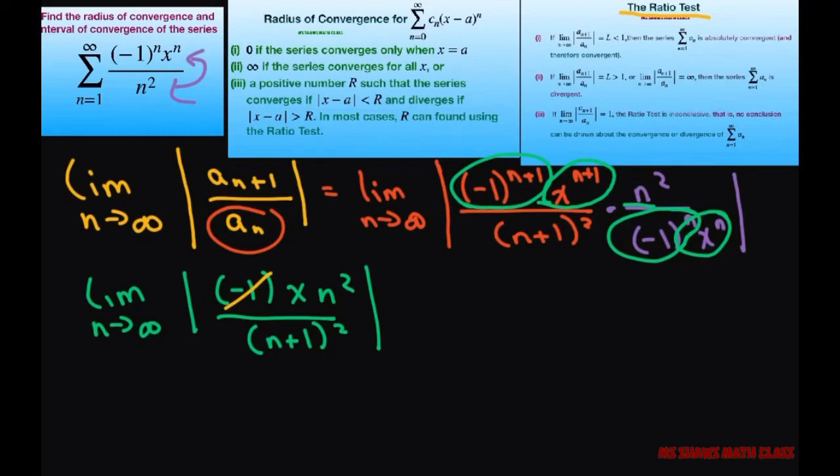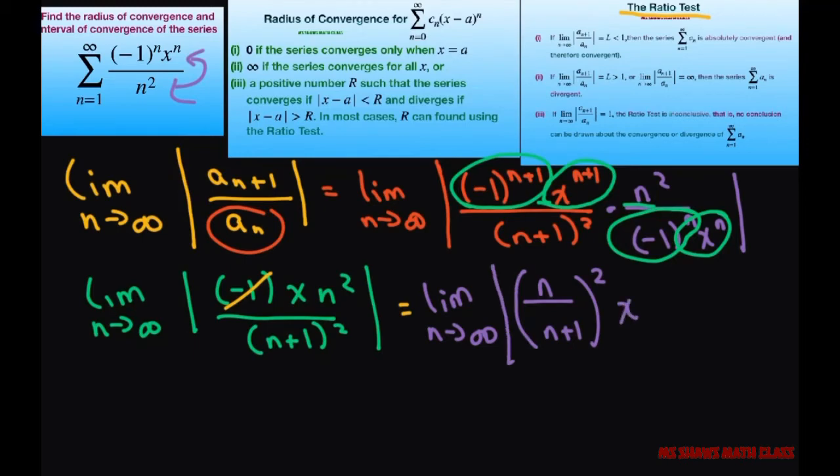And since this is all squared, I can write this as the limit as n approaches infinity of n divided by n plus 1, squared. Erase this, put this right here. And then we still have x, and this is still absolute value.